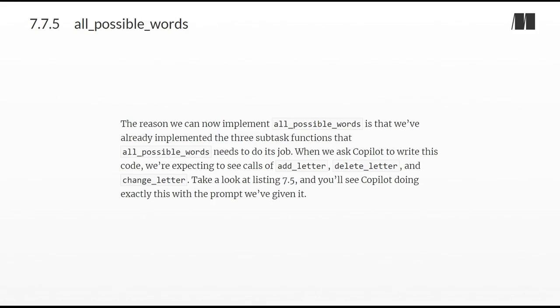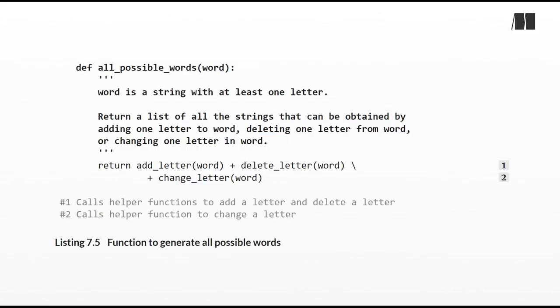Section 7.7.5. All possible words. The reason we can now implement all possible words is that we've already implemented the three subtask functions that all possible words needs to do its job. When we ask Copilot to write this code, we're expecting to see calls of add letter, delete letter, and change letter. Take a look at listing 7.5, and you'll see Copilot doing exactly this with the prompt we've given it. Listing 7.5. Function to generate all possible words.